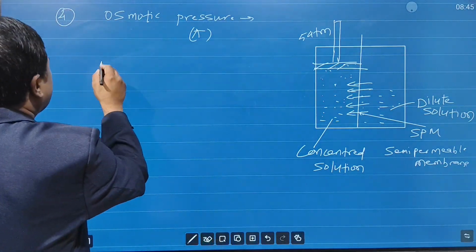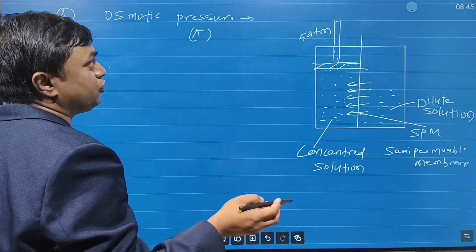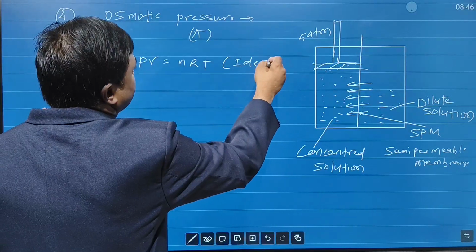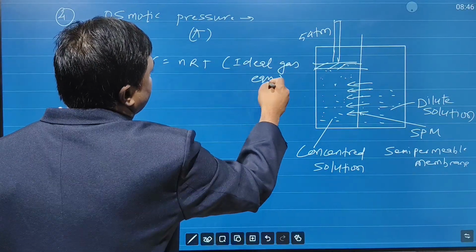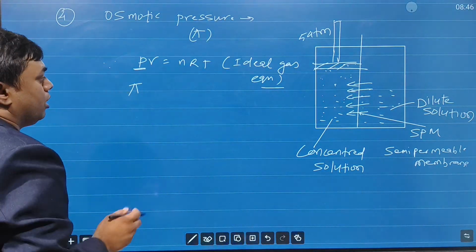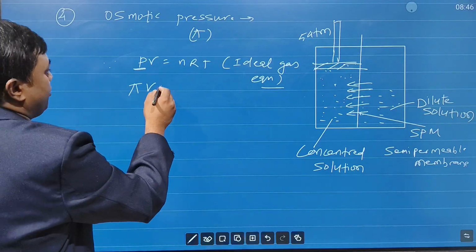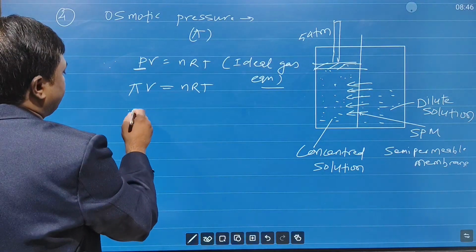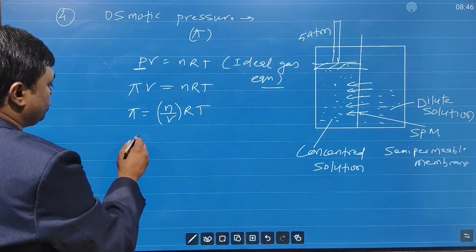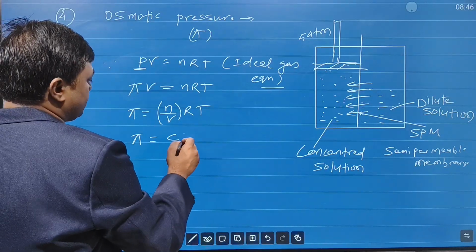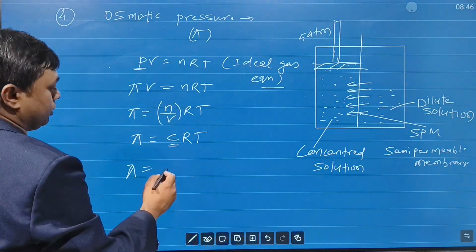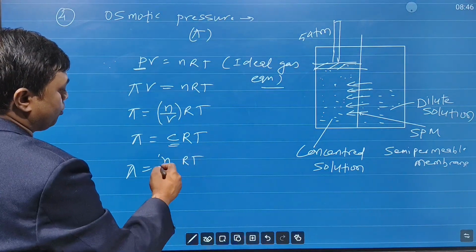We can derive this with the help of the ideal gas equation also. In the ideal gas equation, we have learned PV is equal to nRT. In case of a liquid solution, this P, that is pressure, is replaced with pi, that is osmotic pressure. Pi V is equal to nRT, or we can write pi as n by V into RT. Number of moles by volume is the concentration of the solution, so pi is equal to CRT. Or we can write one more from here only: number of moles of solute.